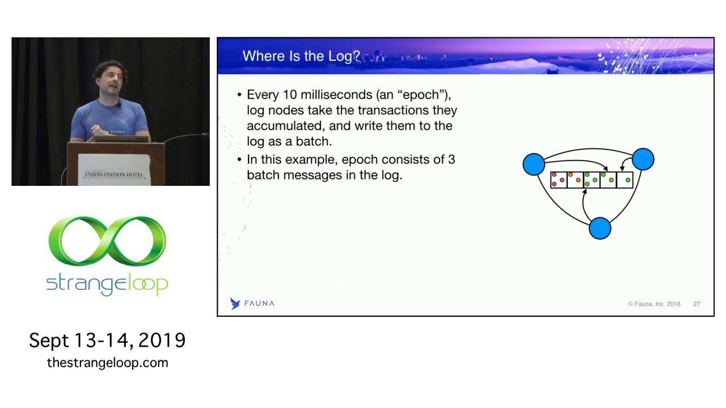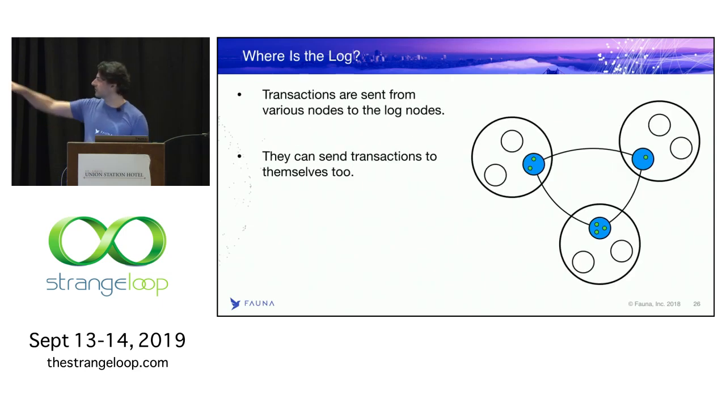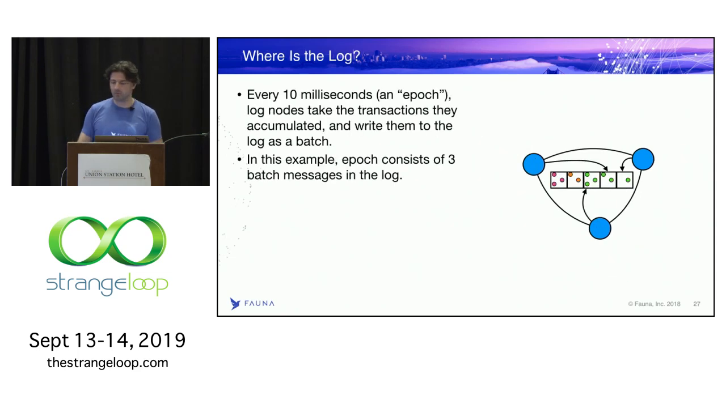Multiple nodes can write a batch for the same epoch, so there's no one-to-one correspondence between an epoch and a message in the log, because if all three of those nodes that are in the log have gathered some transactions in memory, they will all produce a message. And now the green dots are our current epoch, and the otherwise colored dots are meant to demonstrate transactions from a previous epoch that are already committed to the log.